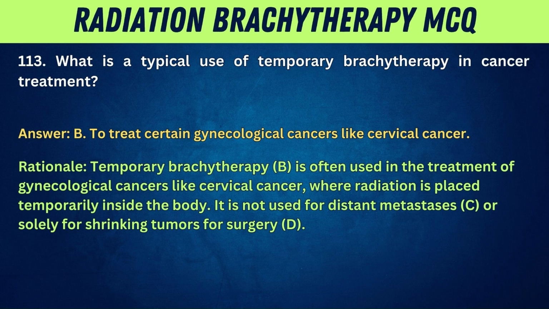Rationale: temporary brachytherapy, B, is often used in the treatment of gynecological cancers like cervical cancer, where radiation is placed temporarily inside the body. It is not used for distant metastases, C, or solely for shrinking tumors for surgery, D.